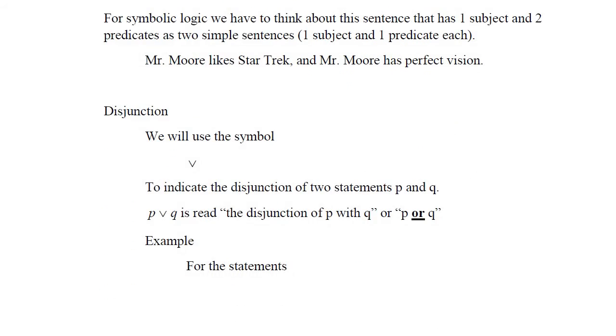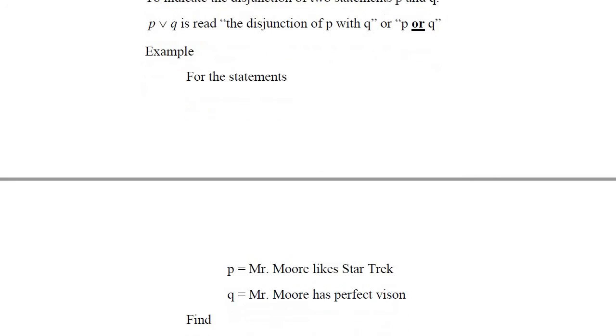Now let's take a look at the disjunction. So the disjunction symbol, we're going to use this symbol here that looks kind of like a V. So we will have P disjunction with Q. Now the word that goes with disjunction is going to be or. So let's take a look at some examples.